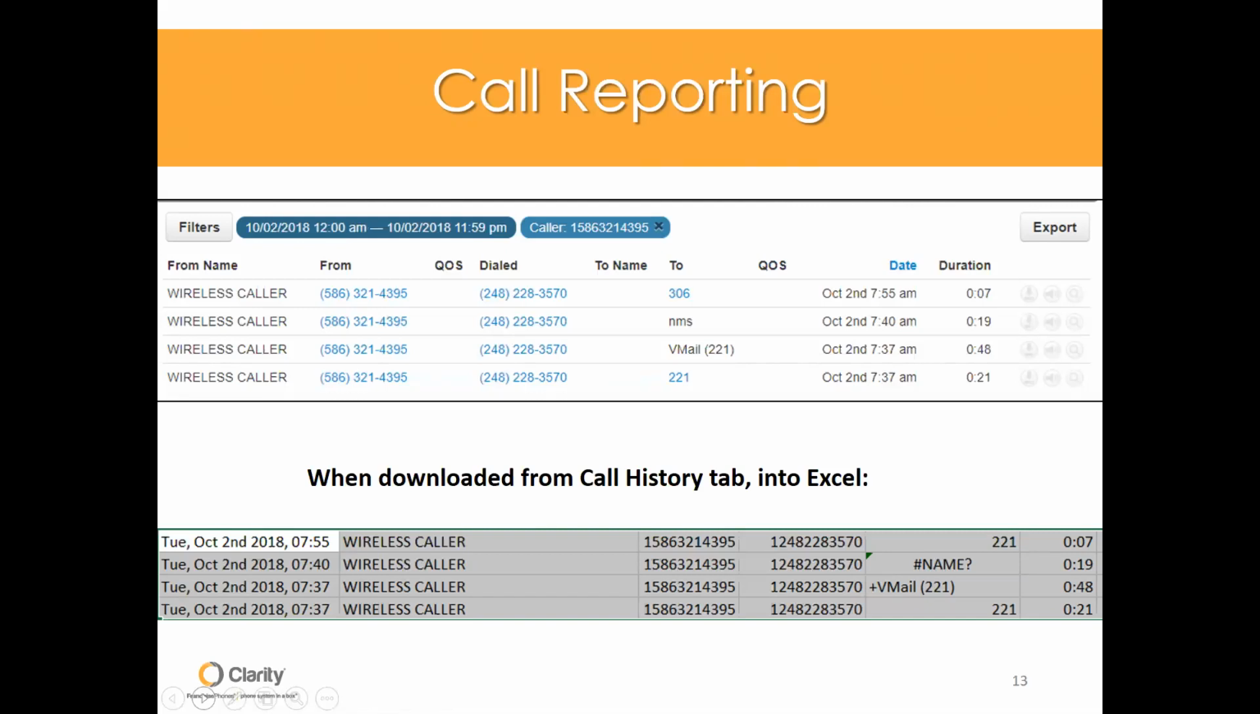Now, the second call shows the exact same time, but it was the second call because, just trust me, it was the second call. When I did this, I did the examples too close together. And you can see the voicemail of 221 down here and voicemail 221 down there. So far, that looks the same.